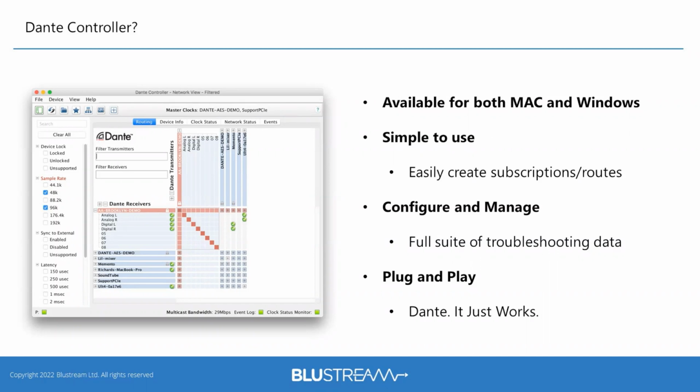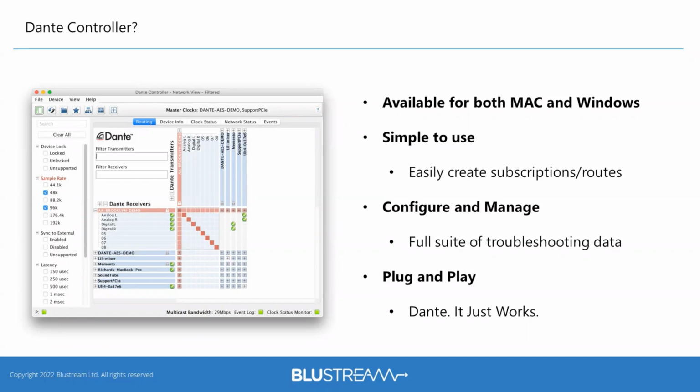And if something isn't quite right, you'll get information right here that tells you what the problem is so you can resolve it quickly. Dante employs automatic discovery, which means that the system is plug and play, right? That's right. You plug everything into your network and it should just work, right? That's the Dante mantra. Dante, it just works.